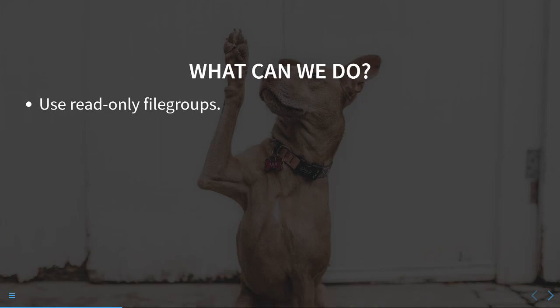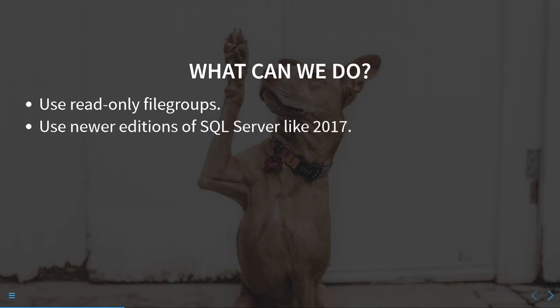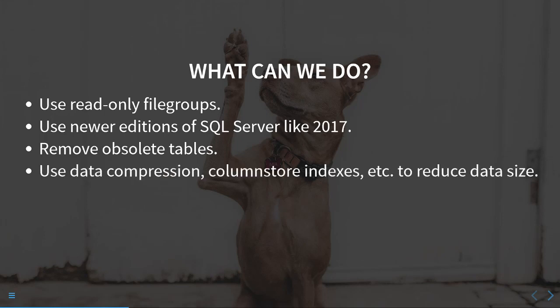File groups are a little bit faster for queries, but also we know that we don't necessarily have to back up those file groups all the time. Newer editions of SQL Server, say 2017, 2019, have built-in improvements around backup performance, so simply upgrading to a newer version may provide some performance benefit. We could get rid of obsolete tables. If data is being stored and we're backing it up, obviously that takes time. If it's not useful data, by getting rid of it, we reduce the amount of time it takes to back up that database.